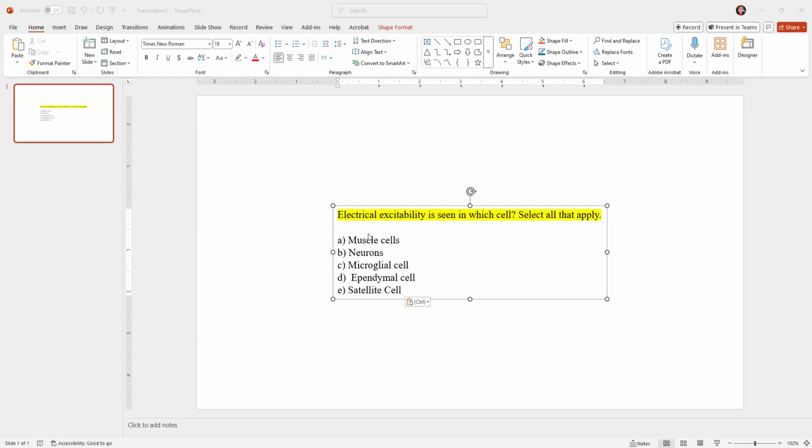All right, so electrical excitability is seen in which cells? Select all that apply. Again, in your exam, you're not going to get select all that apply. One of them will be correct, or your option will be all of the above or none of the above, and that would be your answer.